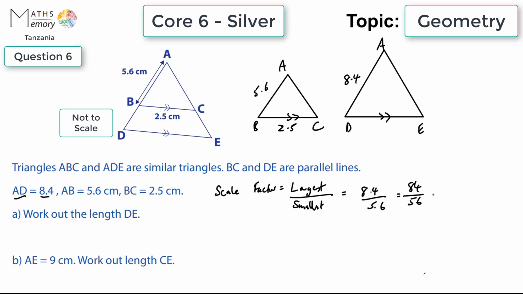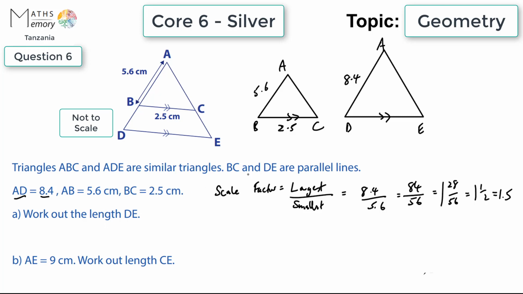How many 56s are in 84? It's 1. Remaining 28 over 56. That's a mixed fraction. That could be written as 1.5. Remember, 1.5, 2.5, 3.5 always come up in similar shapes, non-calculator. So we've got step 1, we've identified our separate triangles. Step 2, we've got our scale factor. Let's go now for the calculations.